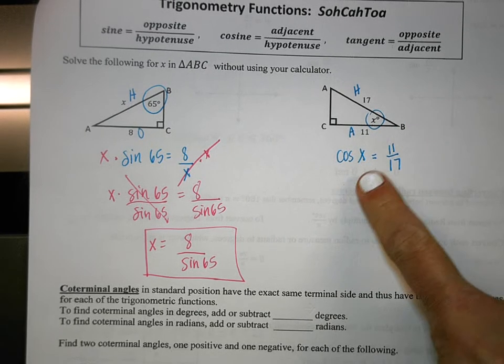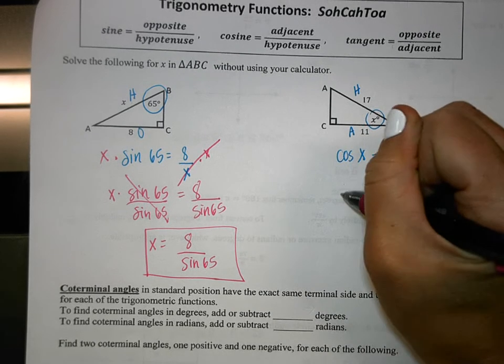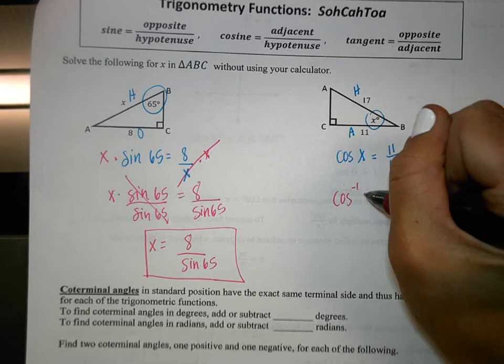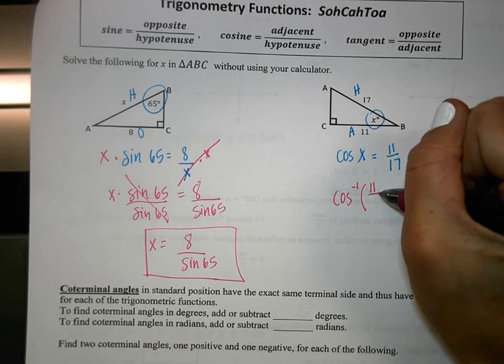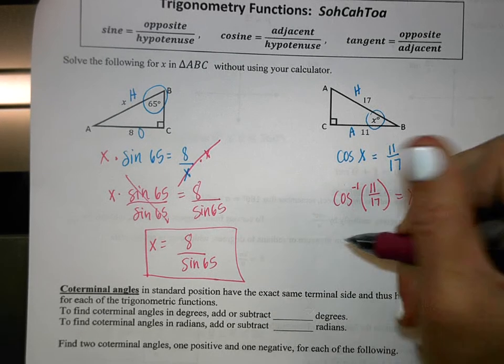Now, when you are trying to find the degree, that's when you use your inverse function. And so how you would write this out and how it would look on the test would be cosine to the negative 1 of 11 over 17 equals x. That's your answer.